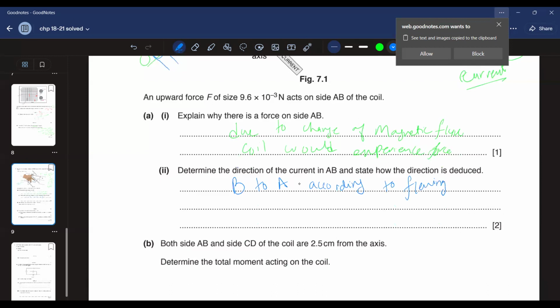Moving on to next question. They have asked us to find out the moment, and moment का formula क्या होता है? F cross T. Distance उन्होंने हमें 2.5 दे दिया हुआ है and force is mentioned here. So दोनों का हम आपस में क्या कर देंगे? Multiply कर देंगे. 9.6 into 10 to the power minus 3 times 2.5 into 10 to the power minus 2, for centimeter. It's already in centimeter. हाँ, तो उसको meters में भी तो लेके जाना है ना. And उन्होंने both sides A, B and C D बोला हुआ है, so we'll multiply the answer with 2.